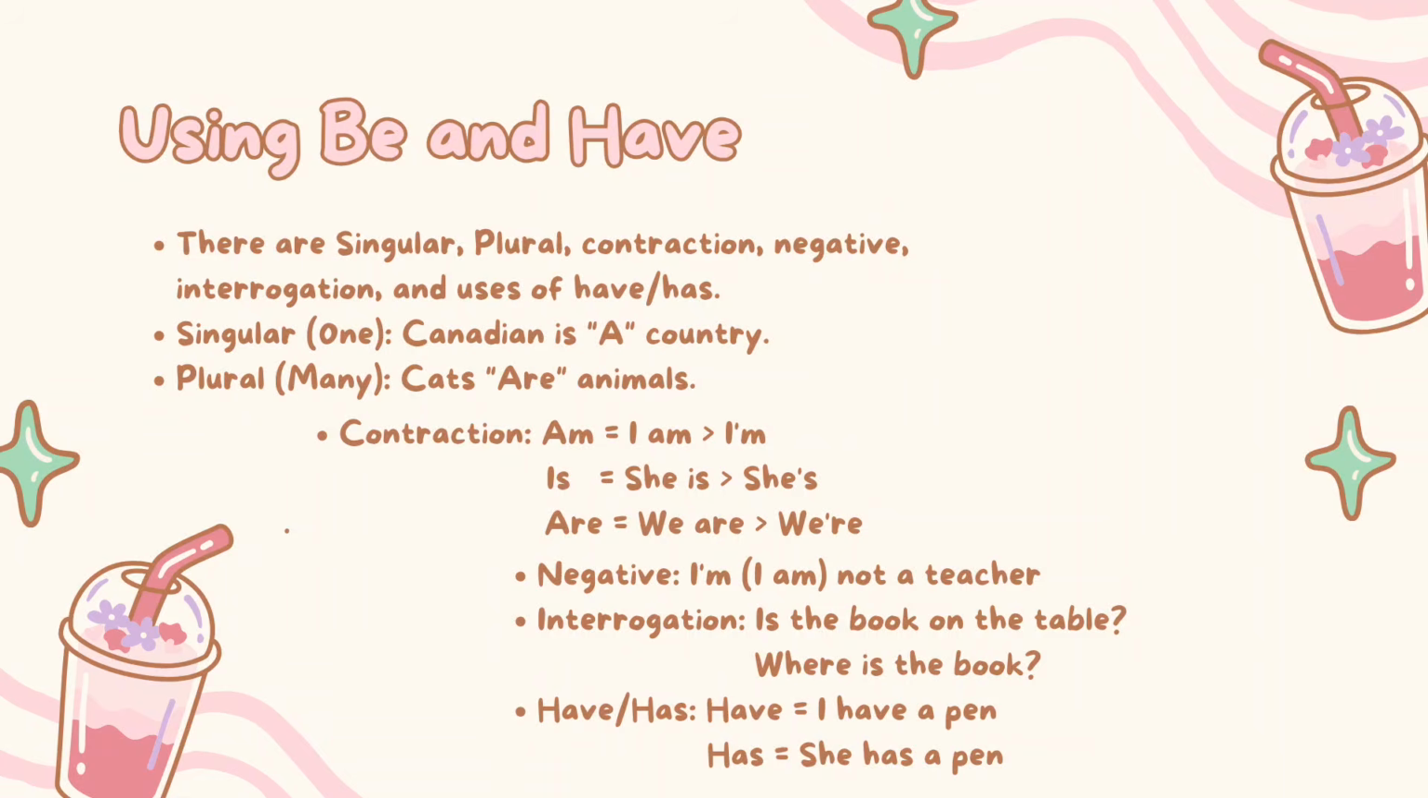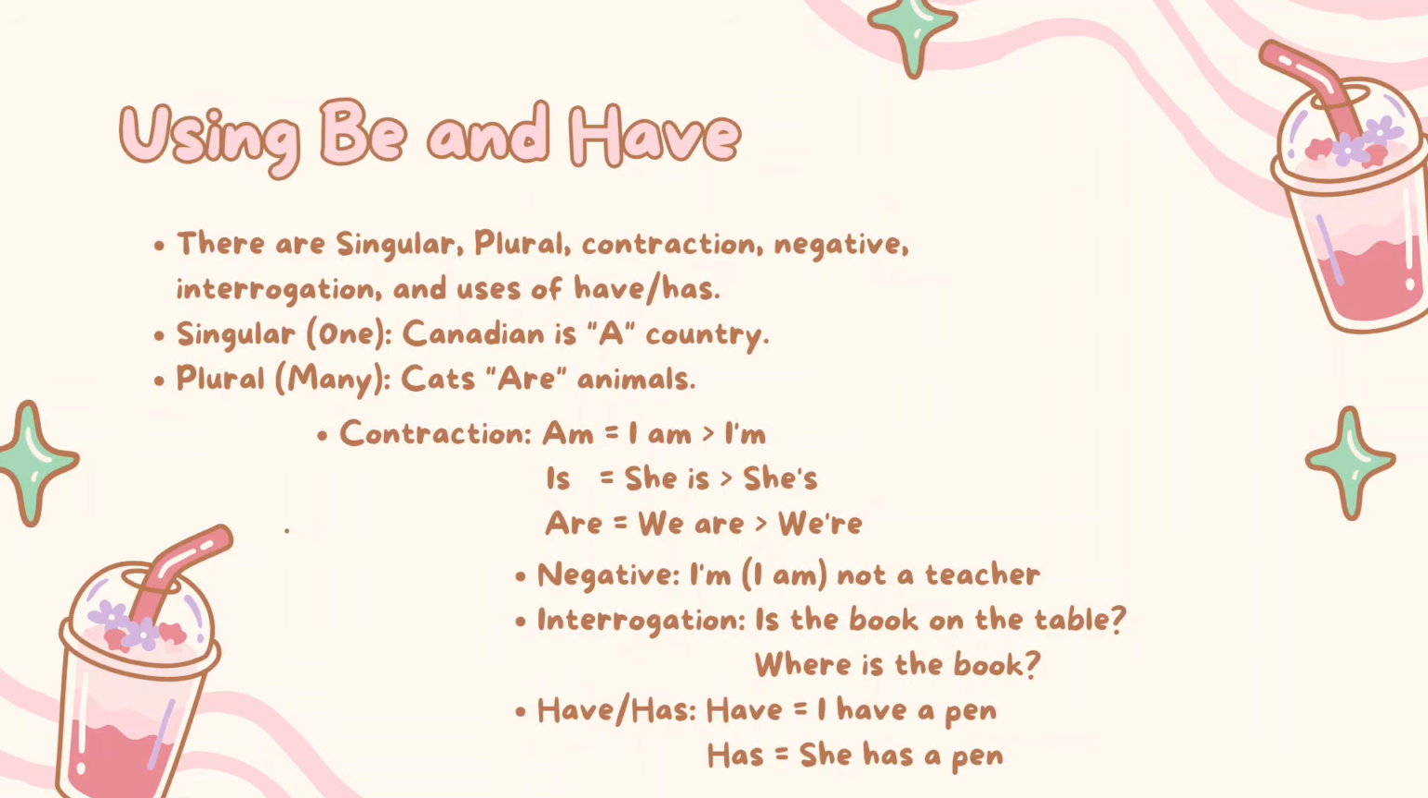And here are some examples of negative and interrogative of using be. Now for the last part in this chapter, I will be explaining the difference between have and has. Just like the contraction, you have to use it based on the context. For using have, you have to use the subject I, you, they, we.